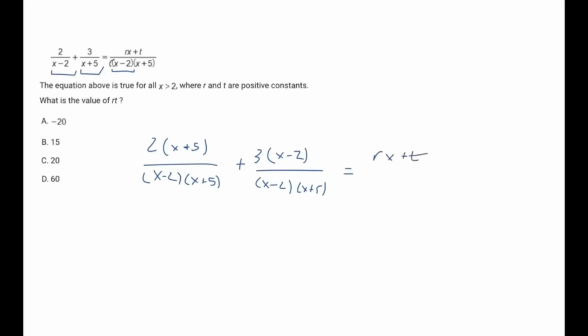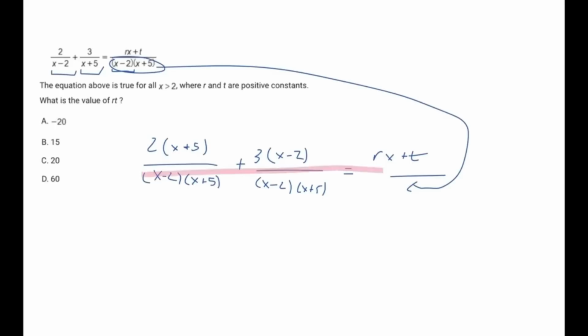And because we already have this here, they give this to us. So this is all going to be the same, x minus 2 times x plus 5 as the common denominator. And so what we can do is just get rid of it. So all this at the bottom dies. And so now we're left with the following on top: 2 times x plus 5 plus 3 times x minus 2 equals Rx plus t.